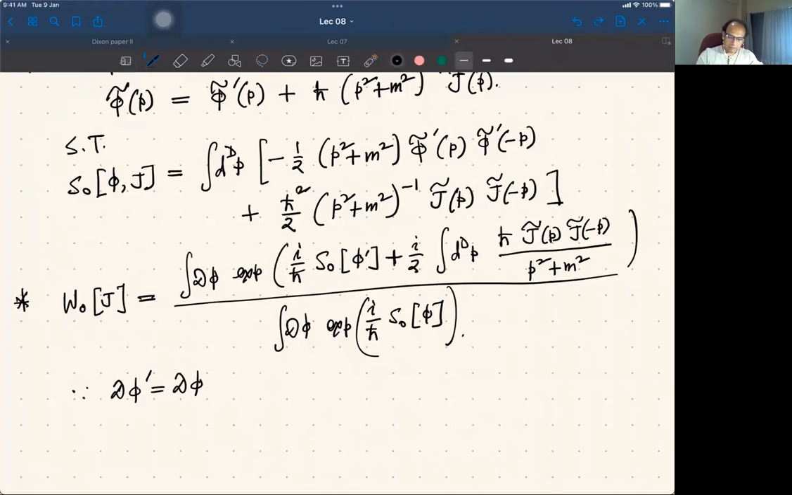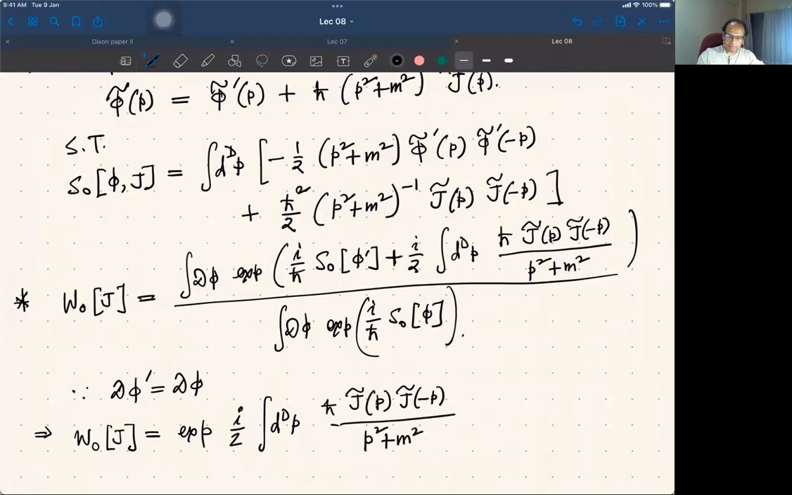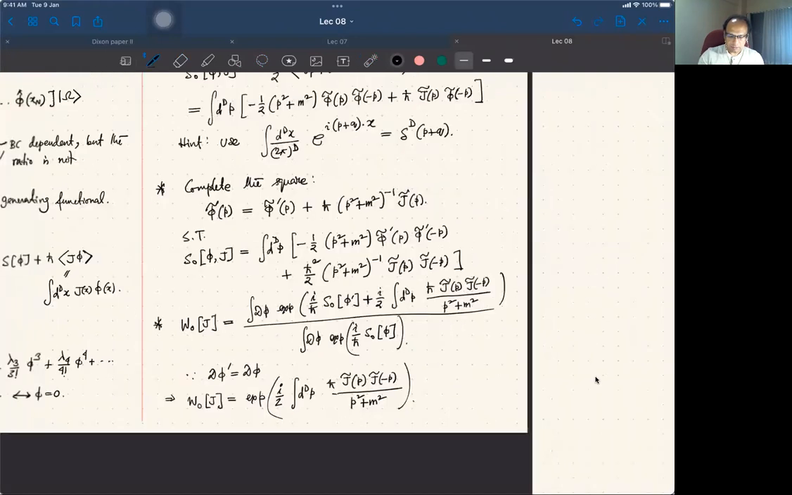So this means that W0 of j is given by exponential of i by 2 integral d^d p h bar j tilde p j tilde minus p over p squared plus m squared. And then you can simply apply the inverse Fourier transformation. Okay, let me write that expression in the next slide. So this is the first part.